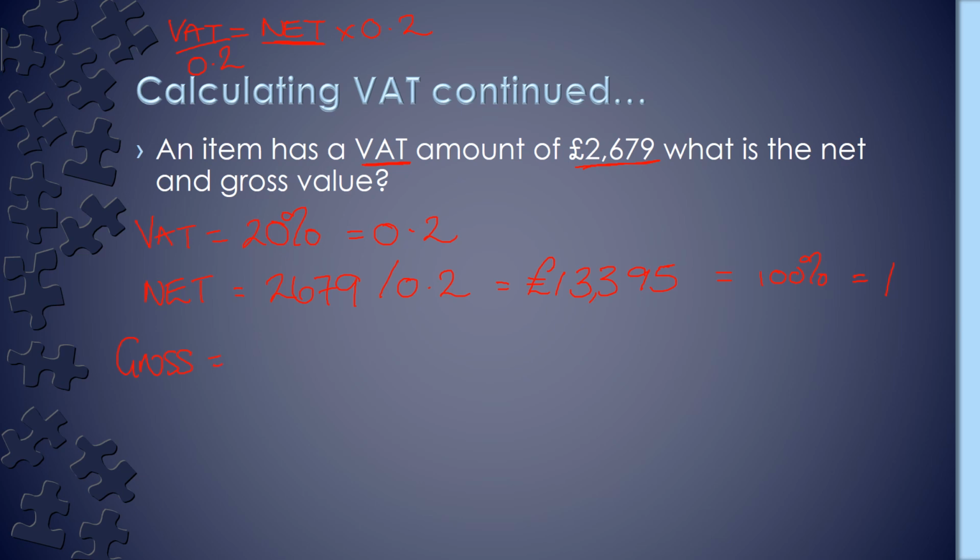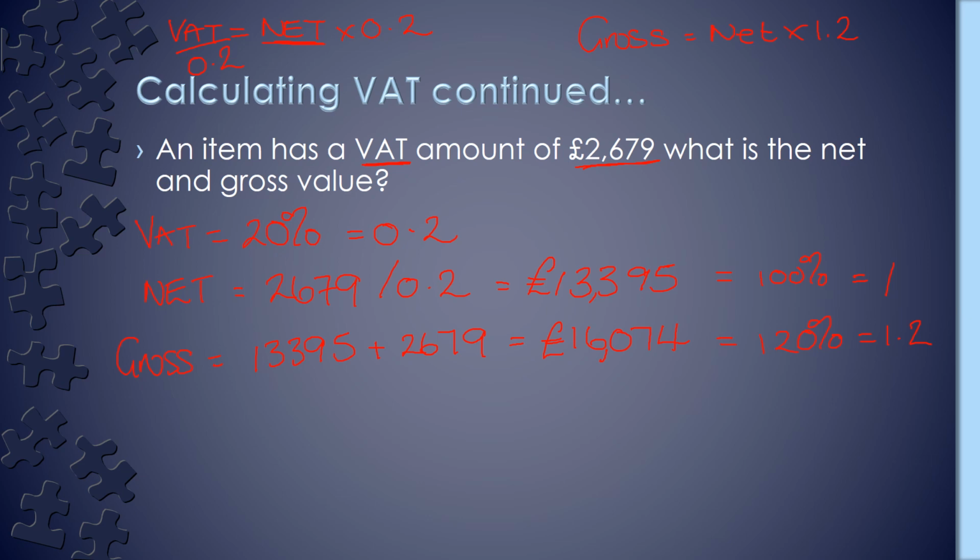So our gross, we can work it out as 13,395 plus our 2679. And that's our biggest amount, that's our gross amount. But how else do we work out our gross? Well, our gross is equal to our net amount multiplied by 1.2, because our gross must equal 120% of our net.